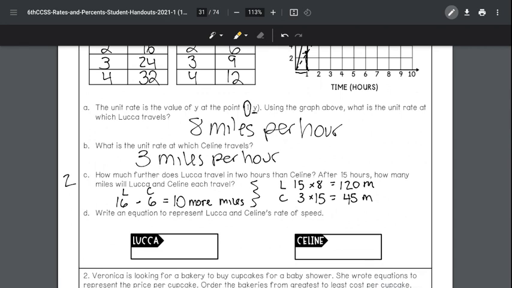D, write an equation to represent Luca and Celine's rates of speed. All right, so we have to use the number per hour for our equation. Luca travels 8 miles per hour. So we're always going to do 8 times however many hours there are to figure out how many miles. Okay, so it's going to be 8 times the number of hours equals our miles. Same thing for Celine. She walks at 3 miles per hour. So it's always going to be 3 times the number of hours there are to figure out how many miles she did in total.